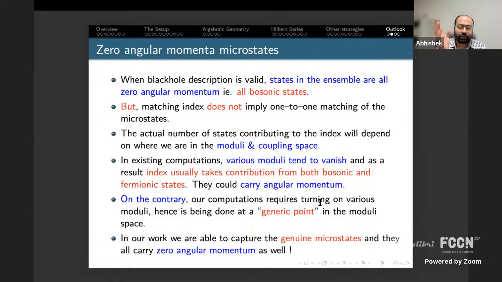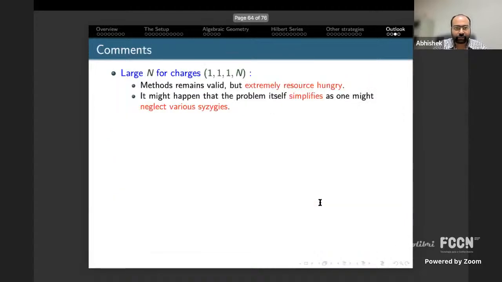That's why all the original calculations, for example, the original D1, D5, KK monopole, P computation, etc., are all done at very special points in moduli space where most of the moduli are put to zero. And if you put most of the moduli to zero, you naturally get all kinds of angular momenta which have to cancel each other ultimately.